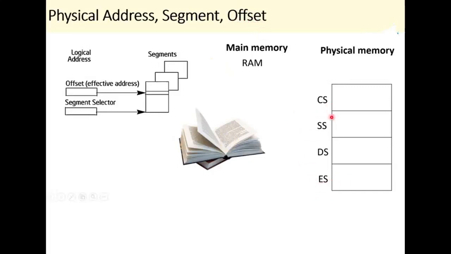About CS, SS, DS and all, we will discuss later. Now I hope you understand the difference between segment address and offset address. Segment address is like a chapter number in the textbook. Offset address is the page number I want to refer to in that particular chapter.